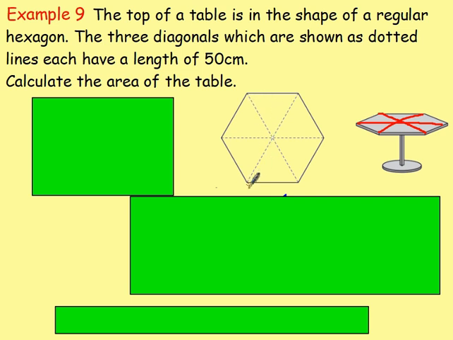And what shapes do you end up with if you draw in the diagonals? Oh, I see. Go on then, Sam. Oh, you got 6 triangles. You do indeed, yeah, you get 6 triangles.